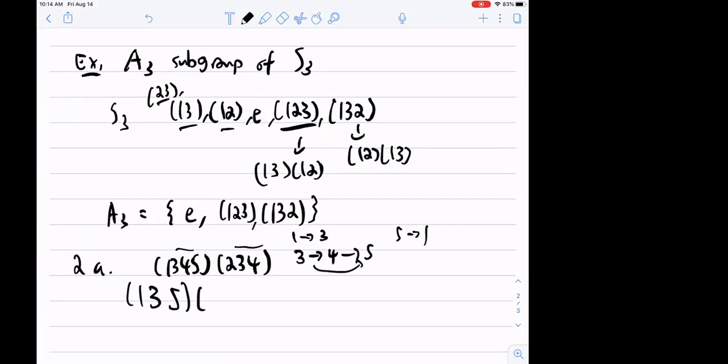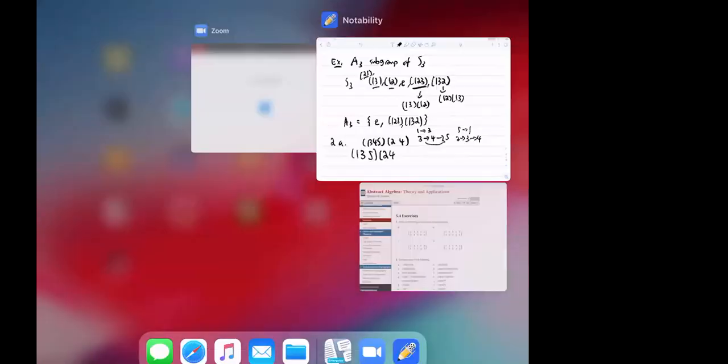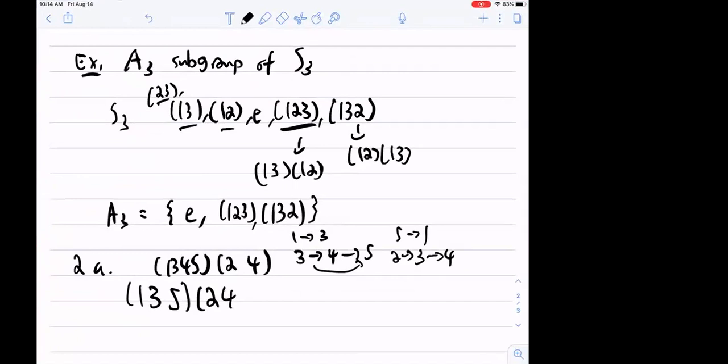Then you pick a number not in here, 2. Where does 2 go? 2 goes to 3, and then 3 goes to 4, so 2 goes to 4. And then I'm pretty sure 4 goes back to 2, but let's see. What did I erase? Okay, so 4 goes to 2, and there's no 2 in the left cycle. Since 4 goes back to 2, I close it.